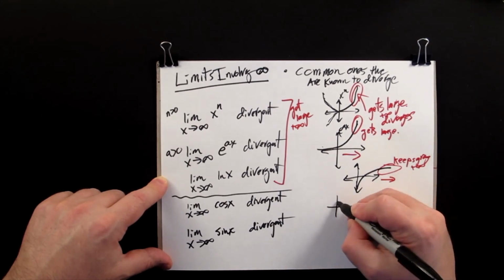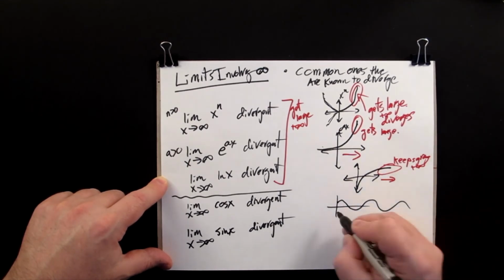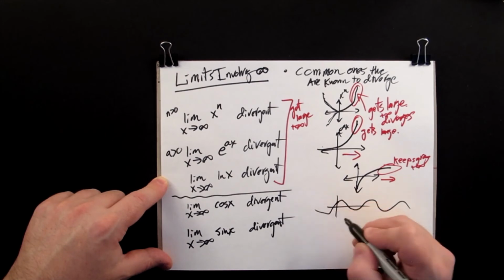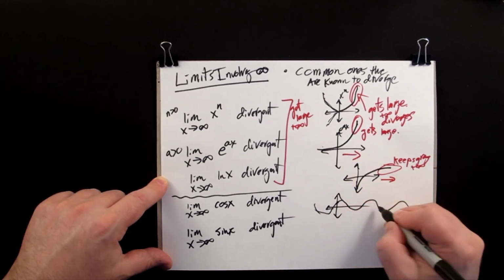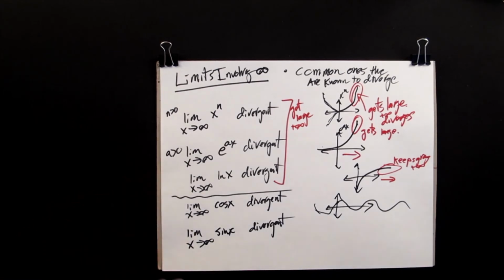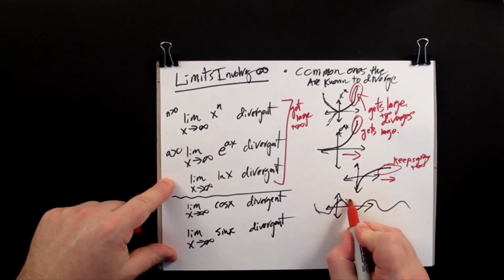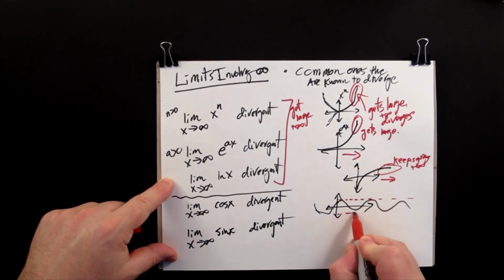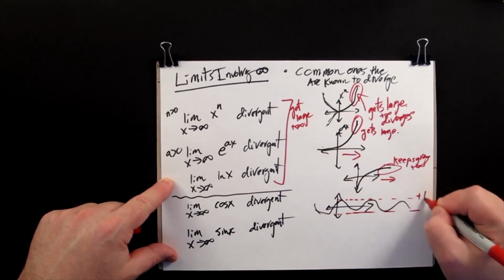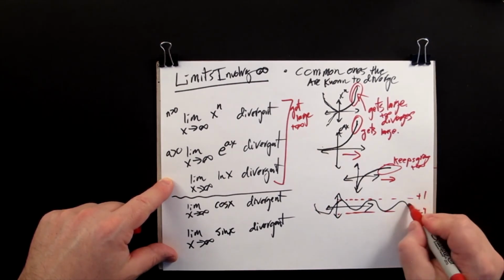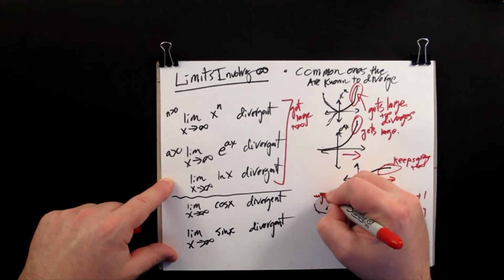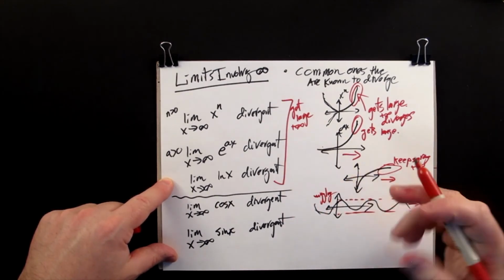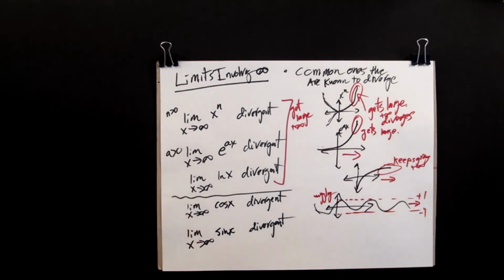So we have a cosine wave. It does that, but we're only concerned with this direction. So what happens here is this is going to vary between plus and minus 1 indefinitely, and so it keeps wiggling. So it never settles down on a finite fixed value, and the sine wave does the same thing.